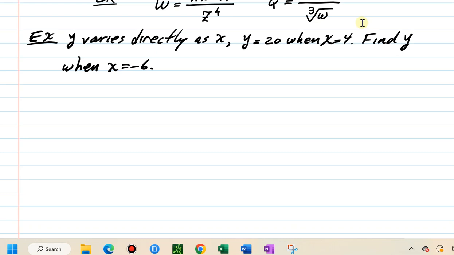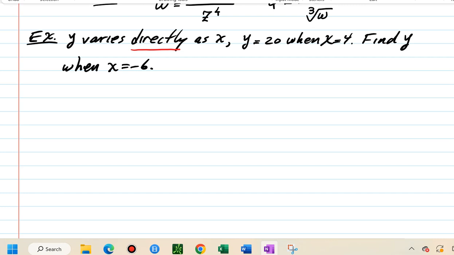All right, so here I made up an example. Let's say we have two variables. I've written y varies directly, so notice how I have very specifically indicated the type of variation. Y varies directly as x. Y is 20 when x is 4. Let's say that's known. And we want to find y when x is -6.